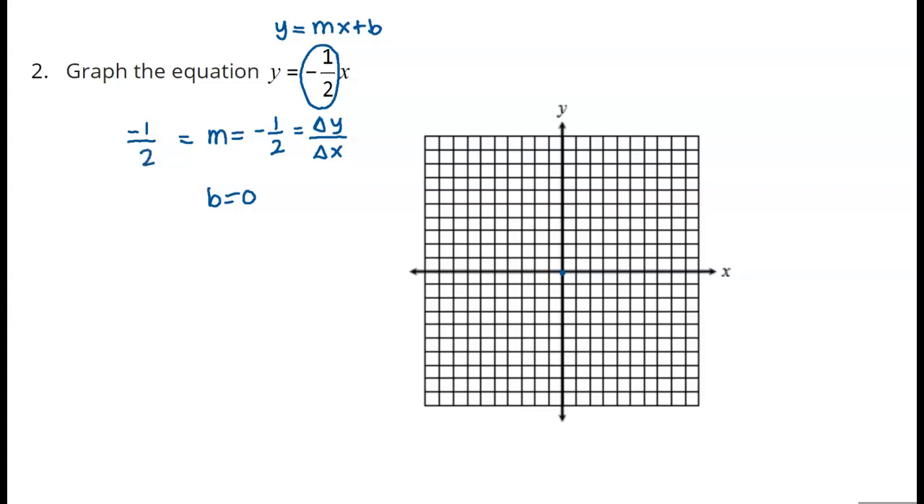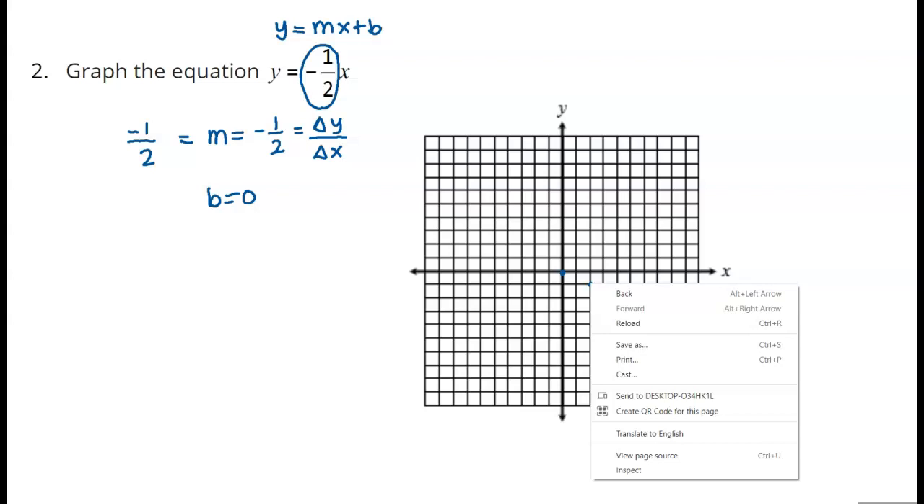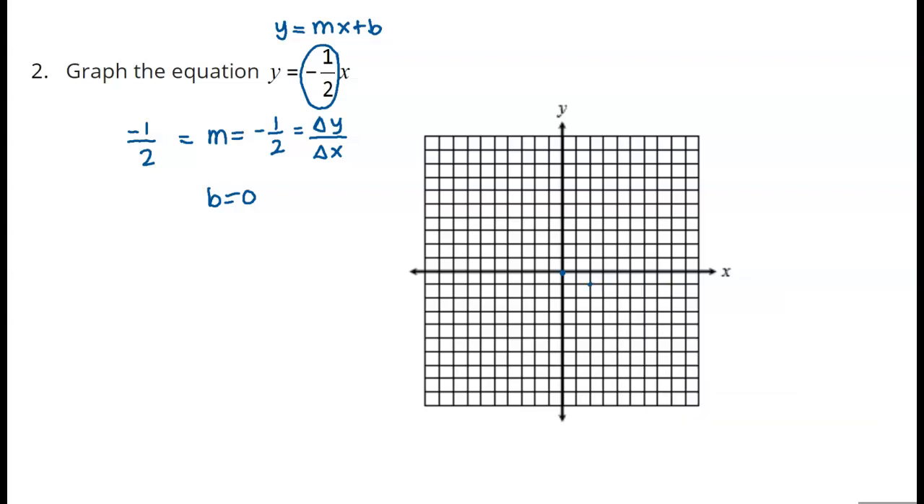So if we think of it as negative 1 over 2, that means you go 1 unit down. So starting at the origin, go 1 unit down, and then 2 units to the right, 1, 2. This would be your second point. So then you just need to connect those 2 points and then extend it. That would be the graph of the line y equals negative 1/2 x.